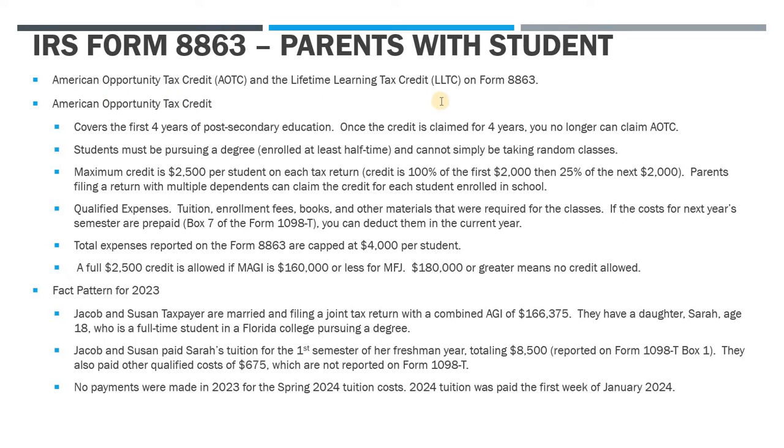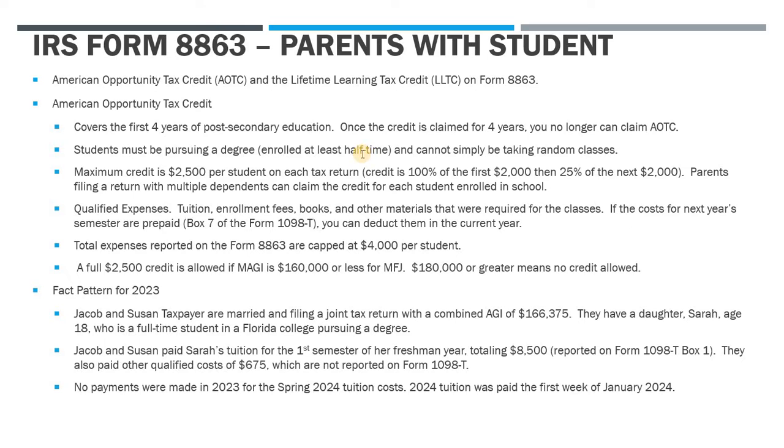So this credit, the 8863, is used to complete either of these two credits, right? So the AOTC or the Lifetime Learning. In this one, we're going to focus on the American Opportunity Tax Credit, which is generally the more favorable credit. So this credit covers the first 4 years of post-secondary education. So those first 4 years of college.